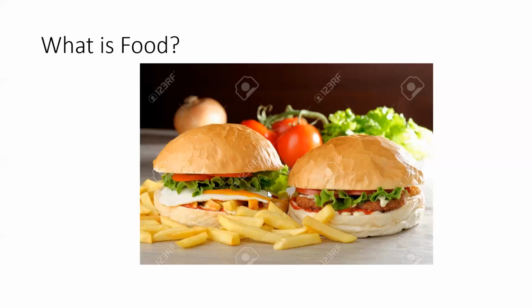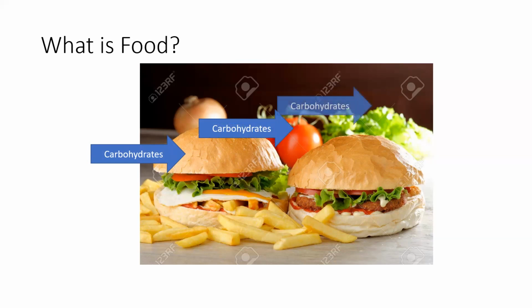So what is food? I've got here a chicken sandwich, a cheeseburger sandwich, and some fries. What is in food here? The first thing is carbohydrates. The bun on your burger or your delicious chicken sandwich is carbohydrates. The tomato, the lettuce, and even your French fries, all those things are carbohydrates, right? And if you've ever tried to do a low-carb diet, you know what a drag it is to try to not eat bread or delicious French fries.